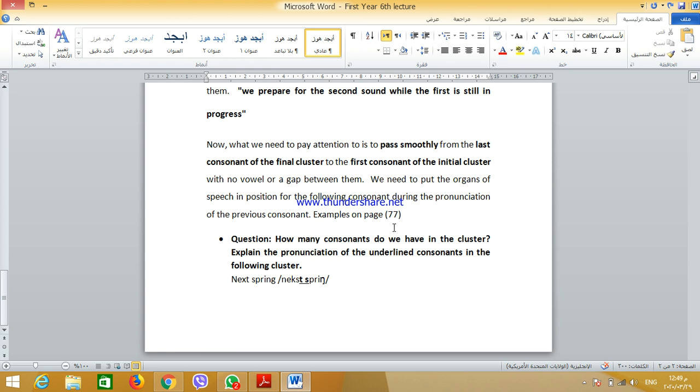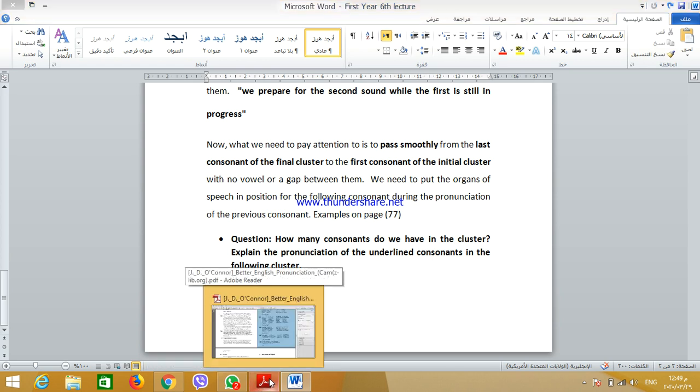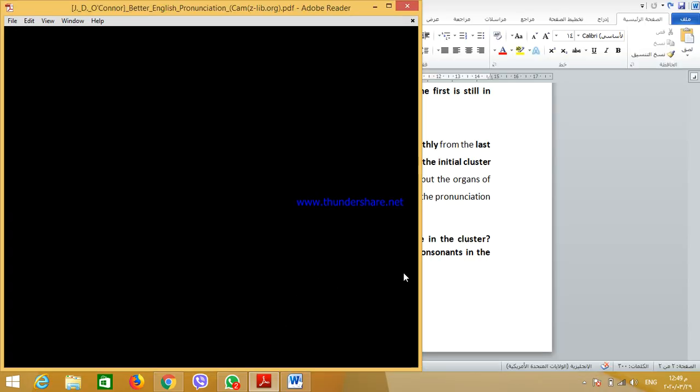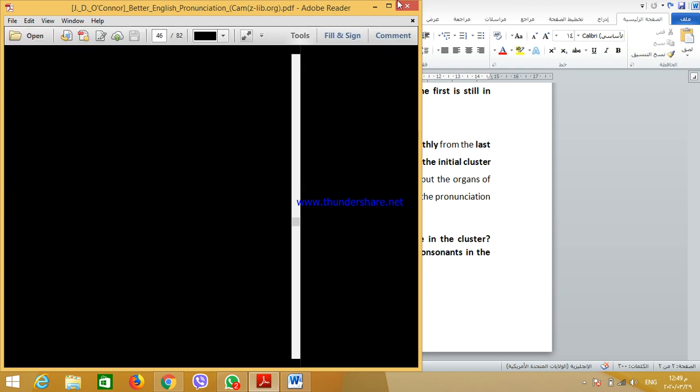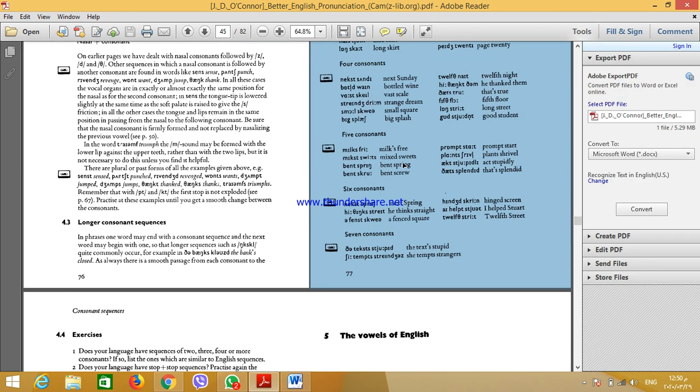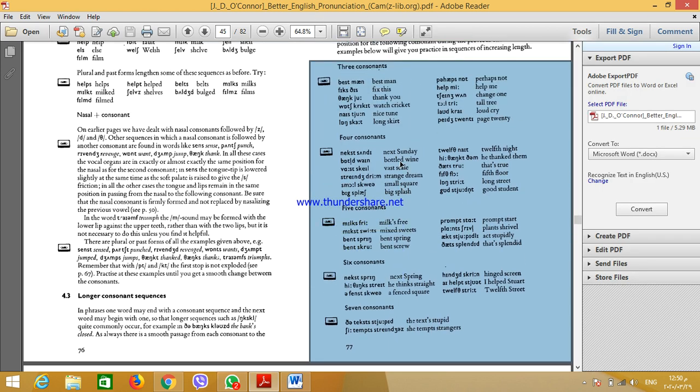Of the previous consonant. Look at some examples at page 77. We will go to 77. This is in your book. My computer is being slow these days. Anyway, so this is page 77.